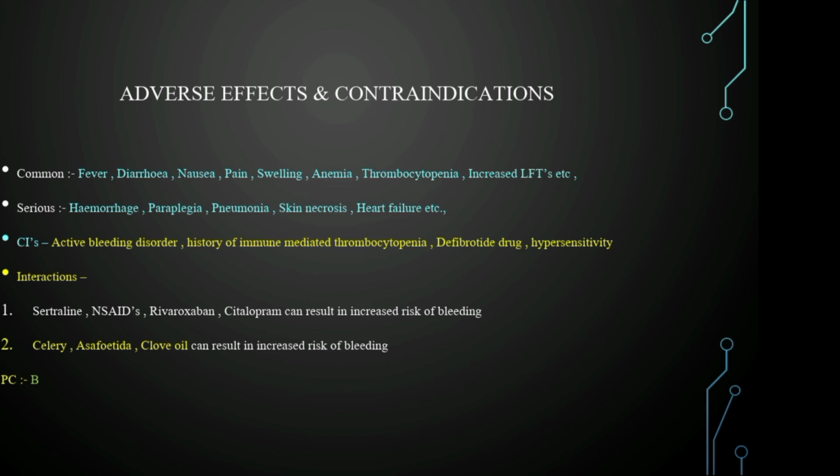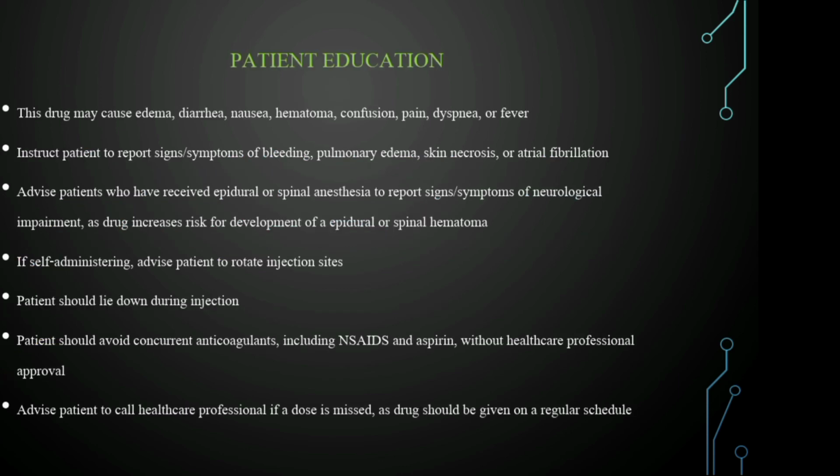And you must have seen this PC, it is given the B category. So PC means pregnancy category. I'll be discussing the pregnancy category and its information in further videos. But for now, the pregnancy category of this enoxaparin drug is B.